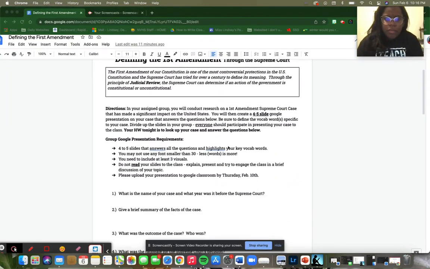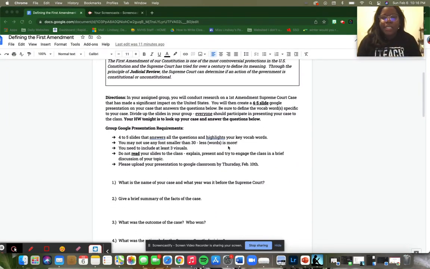So, you're going to be assigned in a group and you will conduct research on a First Amendment Supreme Court case within your group, and you have to explain what significant impact the case had on the United States. You will create at least a 4 to 5 slide Google presentation on your case that answers the questions below. Be sure to define the vocab words specific to your case. Divide up the slides in your group. Everyone should participate in presenting your case to the class.